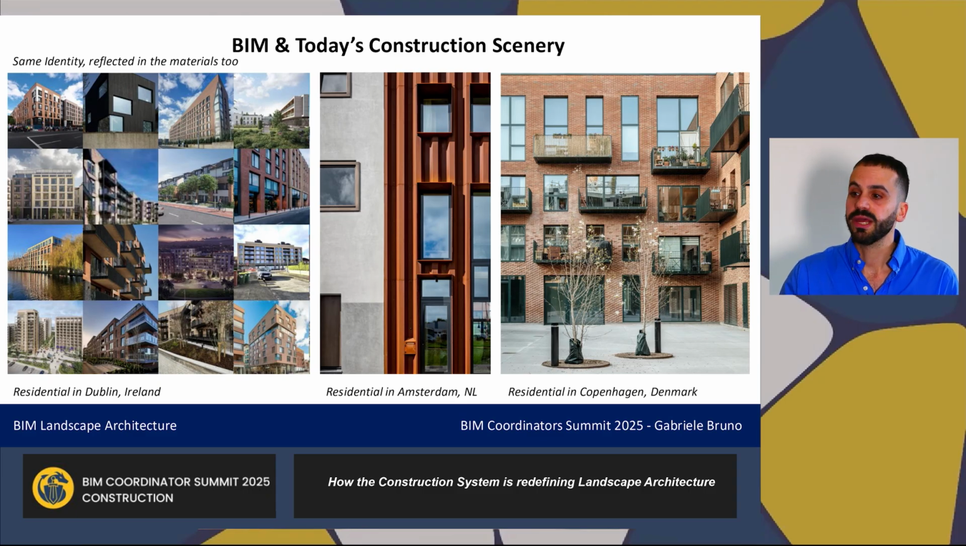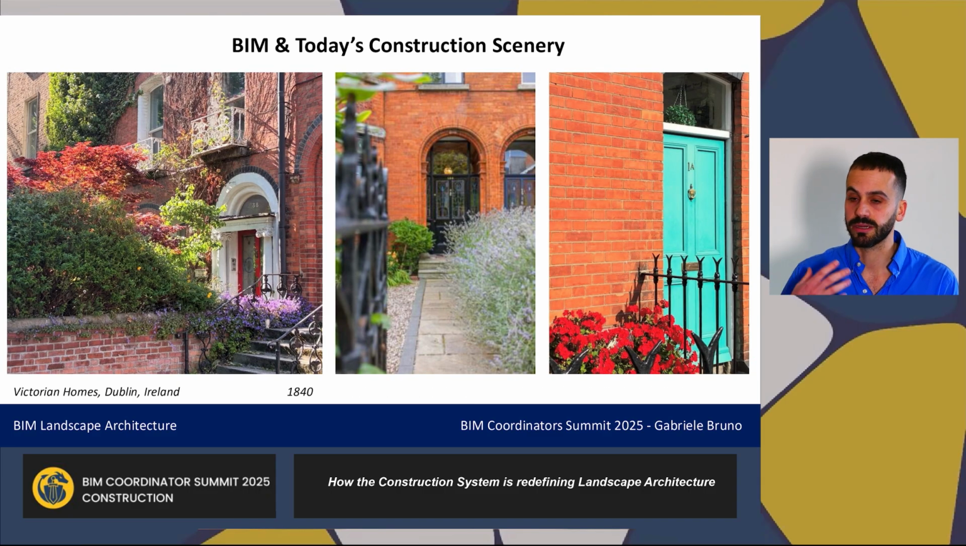However, when I think about Dublin, these are the buildings that come to my mind. These are photos that I've taken just around the city, and these are basically all Victorian homes from the 1800s. As you can see, they are all from the same period, but all of them are pretty much different. The attention to detail is totally different. The ratio between soft landscape and hard landscape is different. You can see the use of the brick, the use of the steel for the fences, totally different.